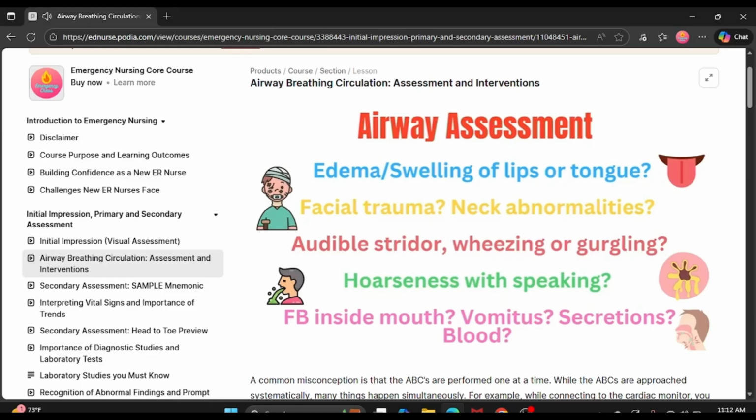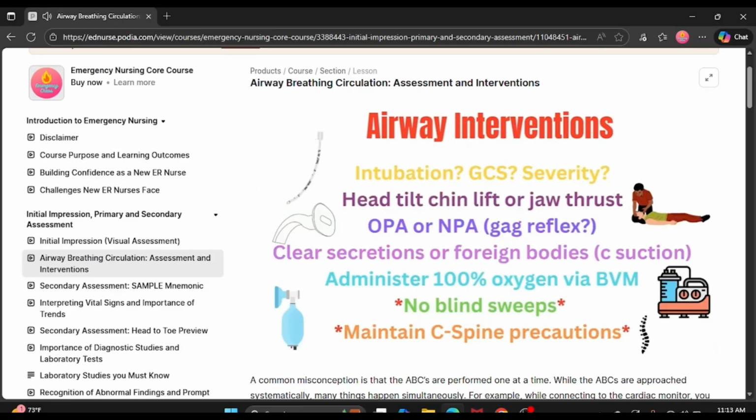Now, let's look inside. Is there an obvious foreign body, visible blood, secretions, or vomit? Does anything look abnormal? Now, when it comes to interventions, at the top is intubation. Is their mentation so decreased that they need to be intubated? Or perhaps their oral swelling is rapidly getting worse and you have to intubate in order to keep and maintain an airway? Or on the other hand, can you do a simple head tilt chin lift or a jaw thrust and open the airway that way?